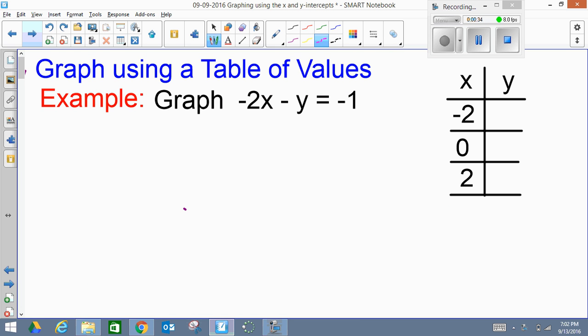The idea is to graph using the slope intercept form. Okay, so let's get straight to that. I'm sorry. The idea is to graph using a table of values. Okay, so let me raise this, and here you go from there.